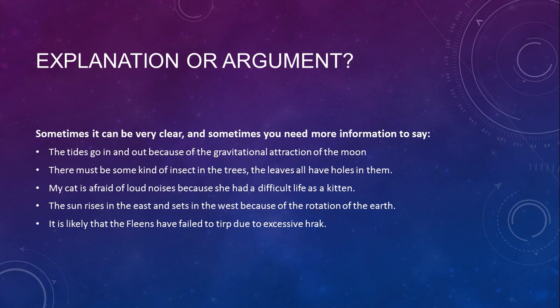Okay, now the fun one. It is likely that the fleens have failed to terp due to excessive frac. None of those words mean anything, as far as I'm aware. What would need to be the case for that to be either an argument or an explanation? Somebody give me a scenario in which that is an argument. Where it's uncertain that the fleens failed to terp due to excessive frac. Good. So that's an argument.